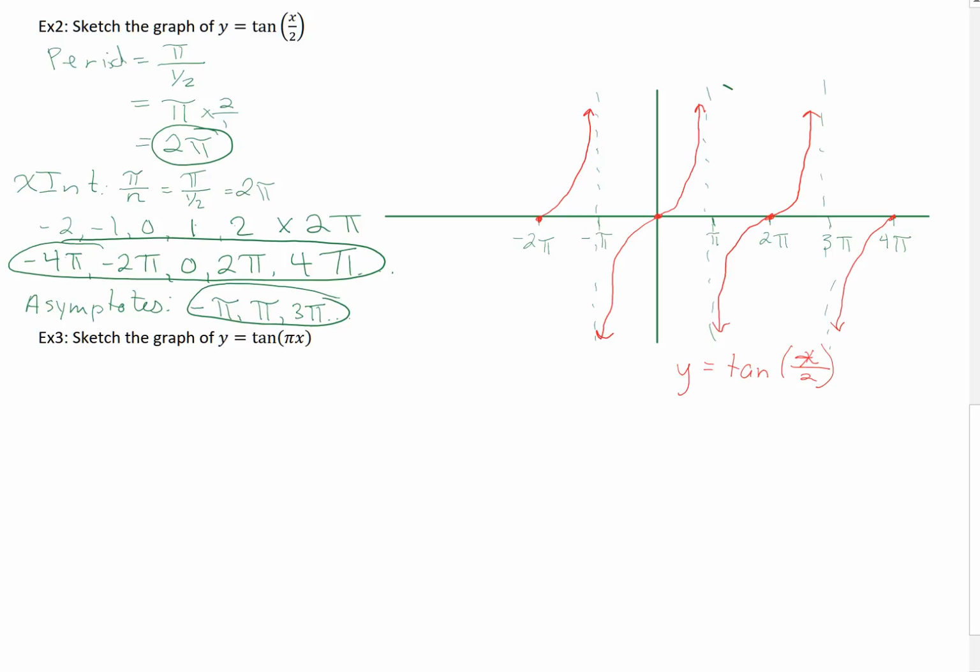Okay. Now we will create a separate video for our last example, which is sketching the graph of tan of pi x.